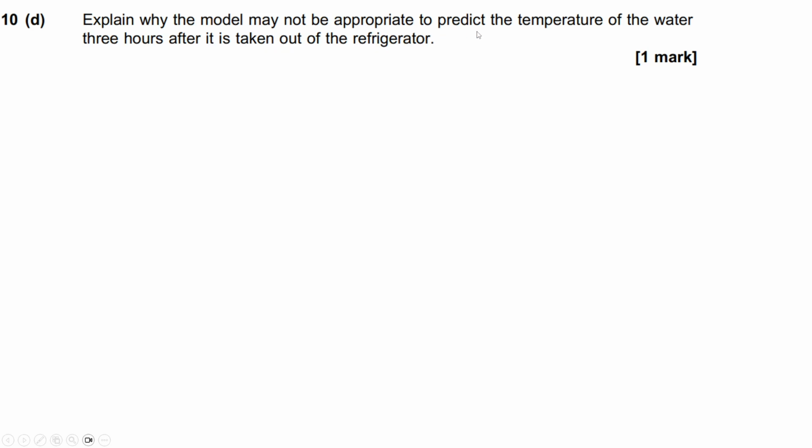Explain why the model may not be appropriate to predict the temperature of the water after 3 hours. The room temperature could change. Somebody could drink the water. Lots of things could happen. And also, after 3 hours, you'd expect the water to reach room temperature. But if you plug it into the equation, you won't actually reach room temperature. You'll be very close to it. You'll be like 0.0002 something off, even though it should be just room temperature.